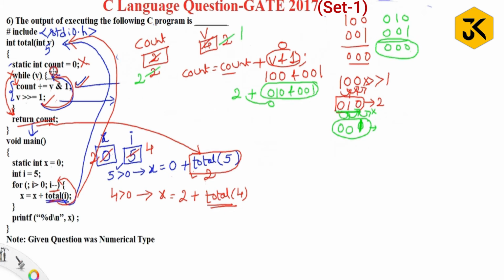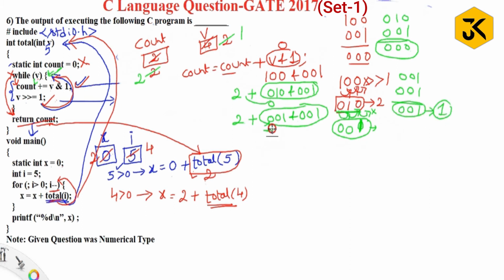Now while of 1. Yes, some positive value. Enter into the block. Count equal to count plus V and 1. Count value is what? 2 plus V and 1. 0, 0, 1 and 0, 0, 1. So what value will we get? You will get 0, 0, 1. If I represent 0, 0, 1 in decimal format you will get 1. So 2 plus 1, 3. That 3 will be updated to count. So here you will get 3.